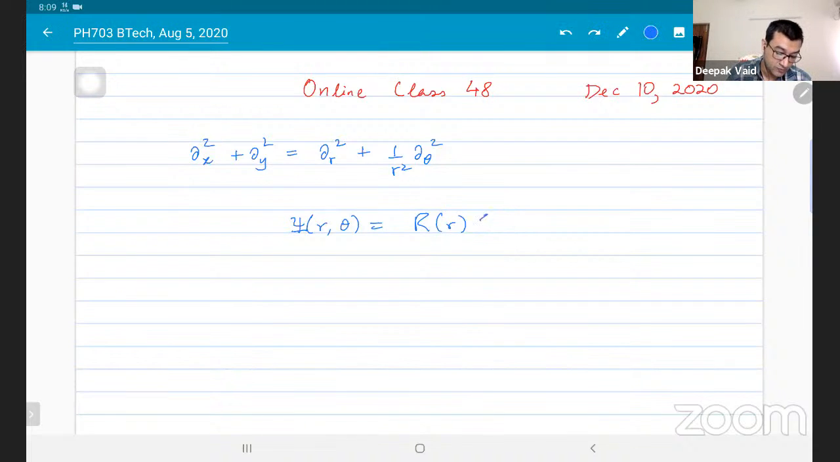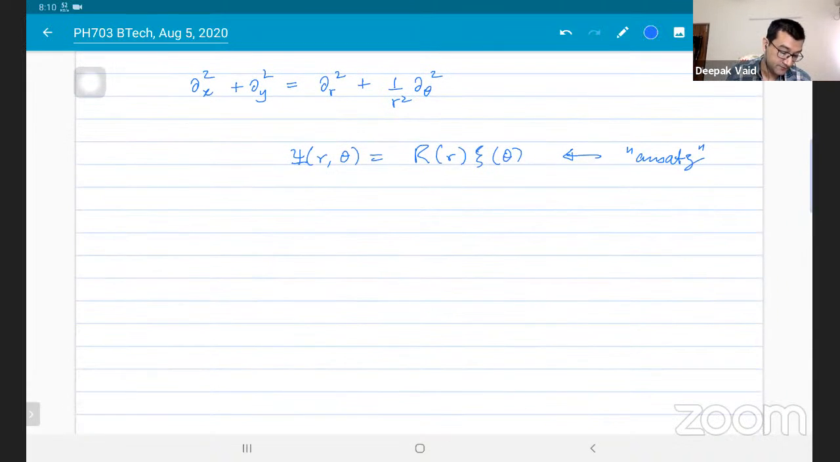Actually my big theta looks too much like my little theta, so I'll make it something like this. So this is our Ansatz. This is a German word. In physics, we have a lot of German words because German physicists have done a lot of physics. So maybe when Indian physicists do an equal amount, we'll end up having some Indian words or Sanskrit words, but that day is not there yet.